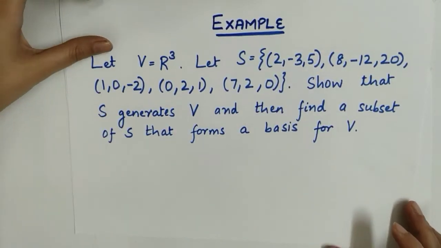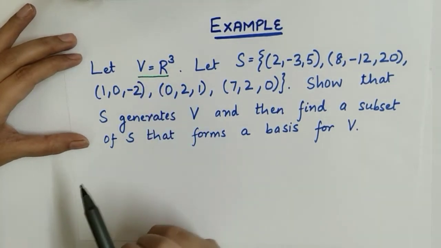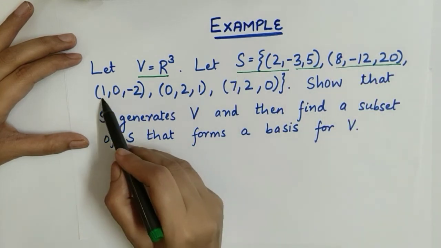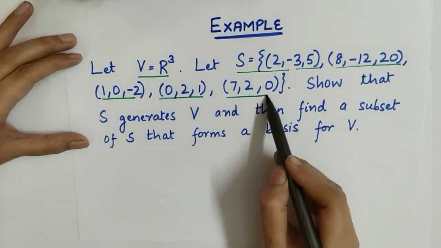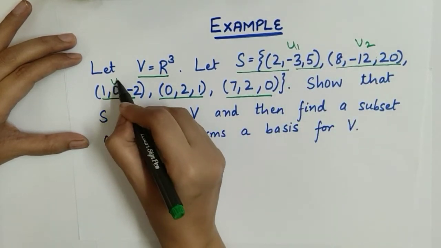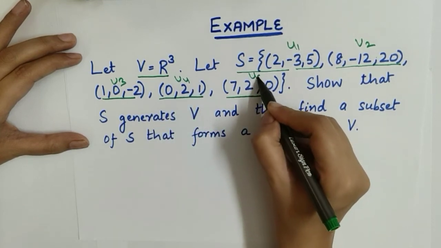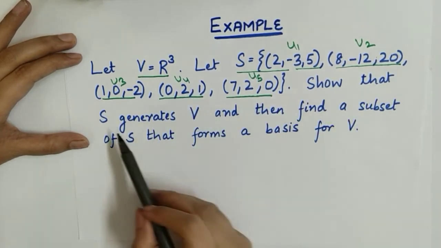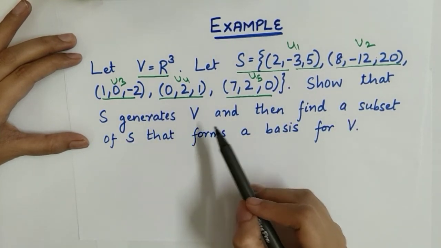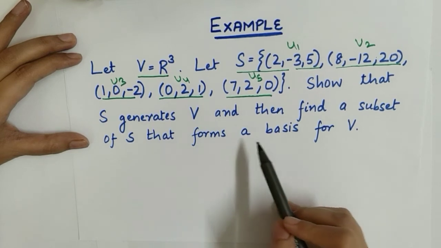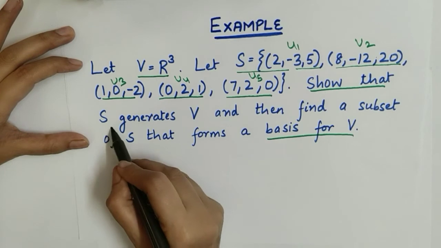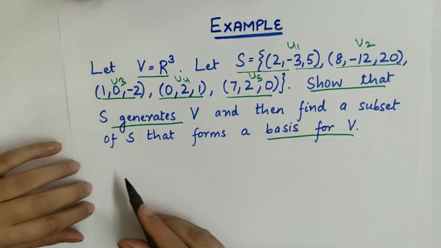Now here in this example, we have taken V to be R3 and I have taken S to be (2, -3, 5), (8, -12, 20), (1, 0, -2), (0, 2, 1), (7, 2, 0). So there are 5 vectors U1, U2, U3, U4 and U5. We first need to show that S generates V. And then, when S generates V, we need to find a subset of S that will form a basis for V. So for the very first step, we need to show that S generates V.